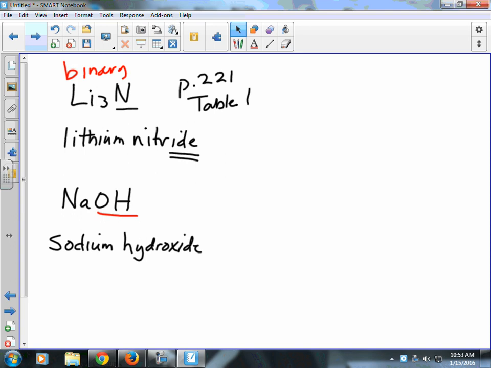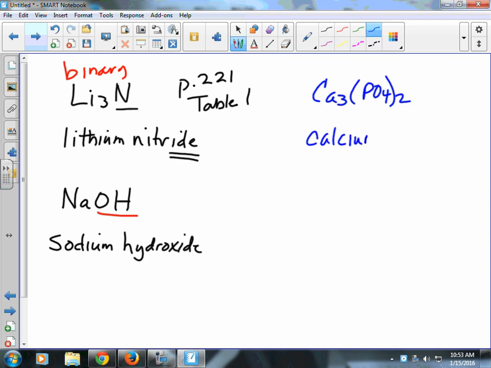Number 4. Okay. Now, this one's easy to pick up on because there are the parentheses. So that tells you what the polyatomic ion is, right? Okay, so that means Ca is on the periodic table. What's the name of it? Calcium. Now we look on 226, and what is the name of the PO4? Phosphate. Angel, do you see the difference?